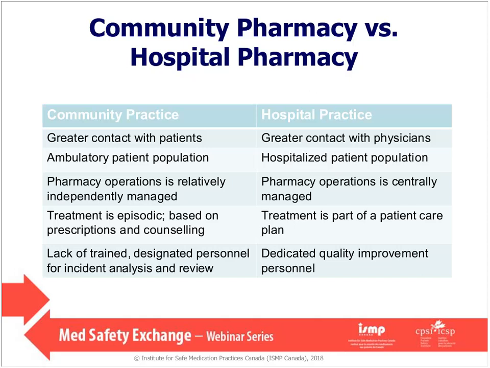And finally, the last difference I want to mention is that in community pharmacies, there typically isn't a dedicated person or team that specifically deals with incident analysis and review. This creates a more reactive situation for when incidents occur, whereas hospitals are more proactive and will usually have a dedicated staff, be it a pharmacist or pharmacy technician, that deals with quality improvement initiatives within the pharmacy. This has changed recently with the introduction of mandated incident reporting programs across different provinces. So now they're introducing a quality improvement coordinator inside community pharmacies, but historically this wasn't the case.